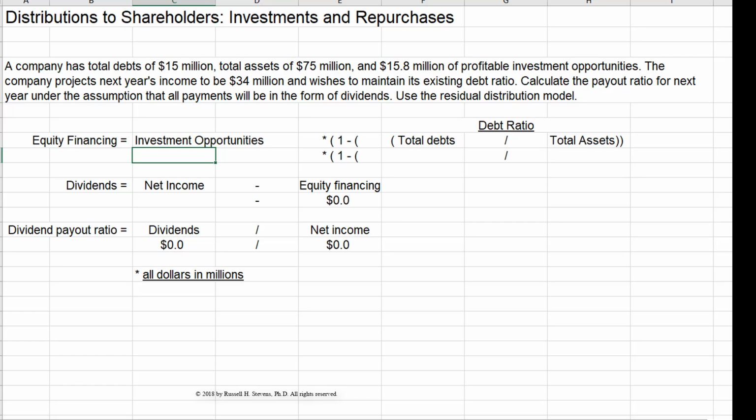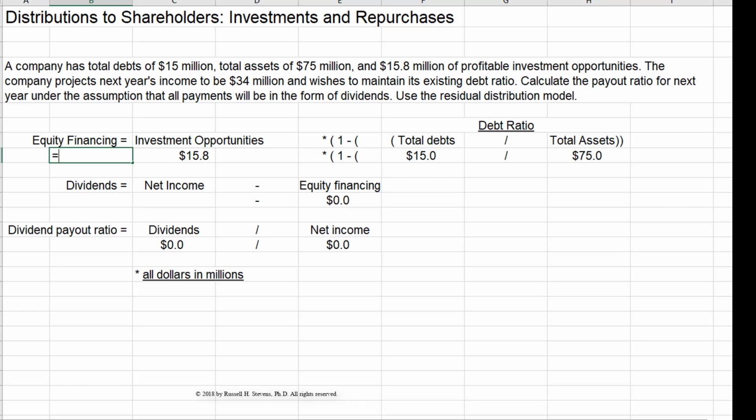To fill in the format, highlight the workbook cell directly under Investment Opportunities. Using the numbers in the assignment paragraph, type in 15.8. Highlight the workbook cell under Total Debts and type in 15. Highlight the workbook cell under Total Assets and type in 75. To enter the formula, highlight the workbook cell under Equity Financing.